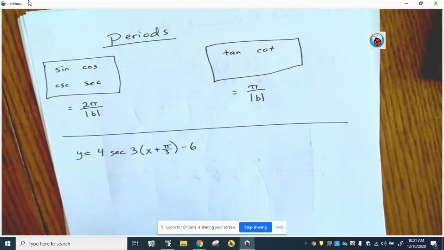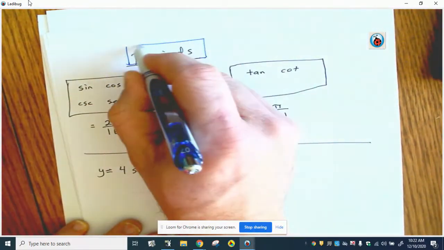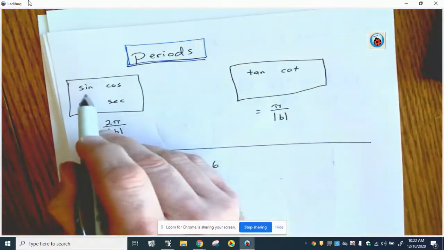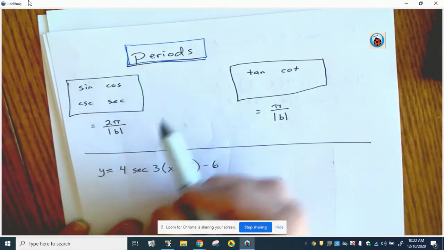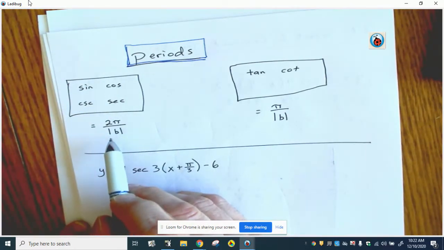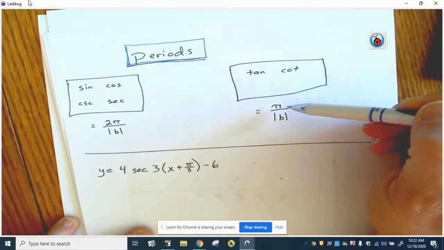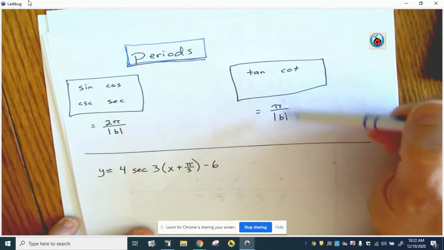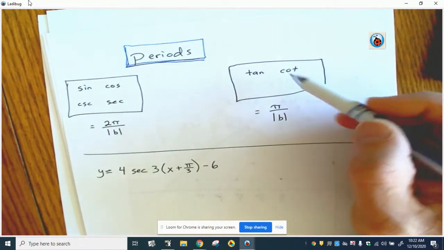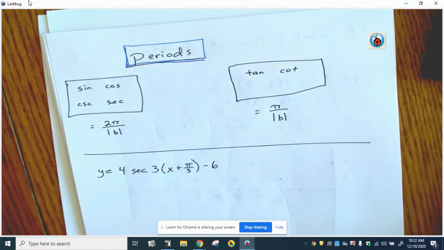Okay? Before we do that, I do want to make sure that you guys are clear. The way we find our periods, this is now basically done for the chapter. If you're drawing a sine graph, a cosine graph, a cosecant, or a secant graph, the way you're going to find your period is 2 pi divided by b. The only two weird ones, the only ones that are 1 pi divided by b, are the tangent and the cotangent graphs. Those are the only weird ones, okay?